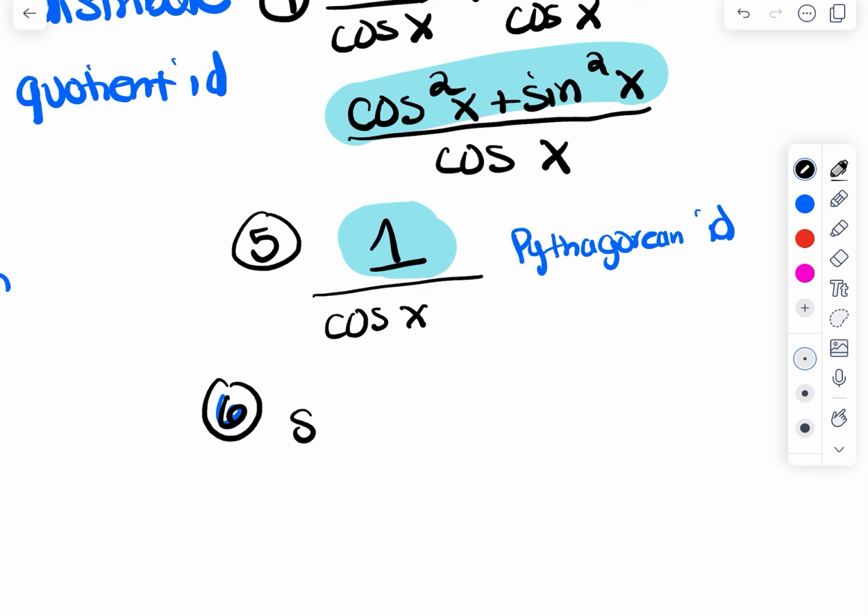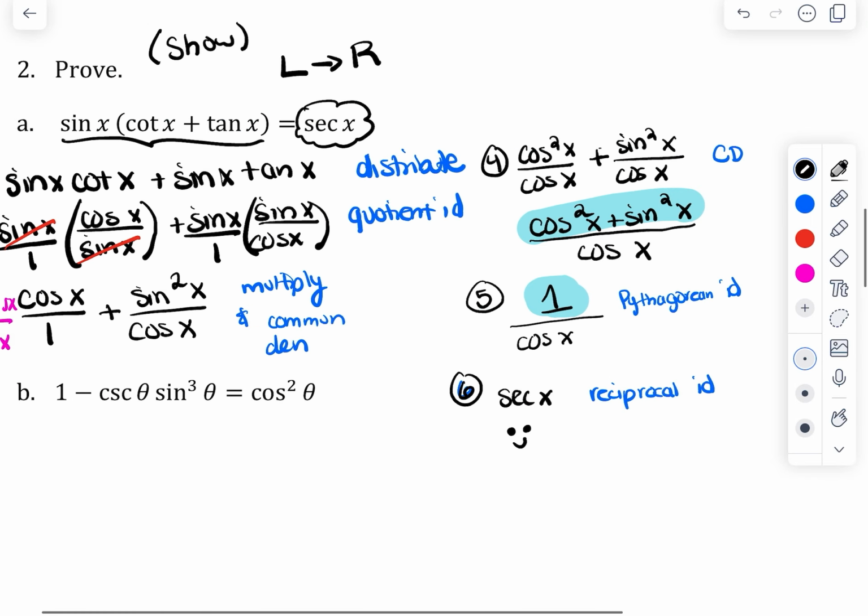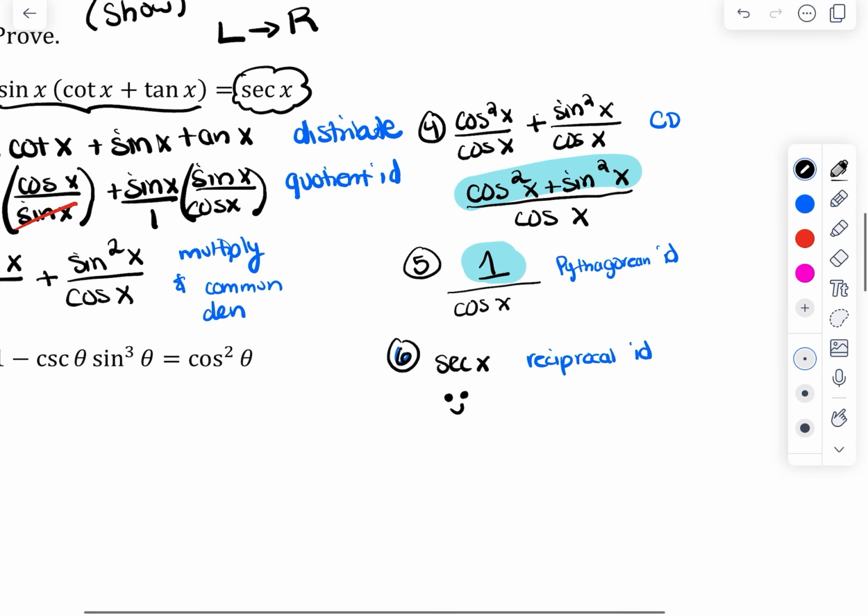And my last step is, well, 1 over cosine is secant. And why is it secant? It's secant by the reciprocal identities. And we're done, because that's exactly where we wanted to get to. We wanted to get to secant. Our whole purpose was to get to secant. I highlighted it there. We're done.